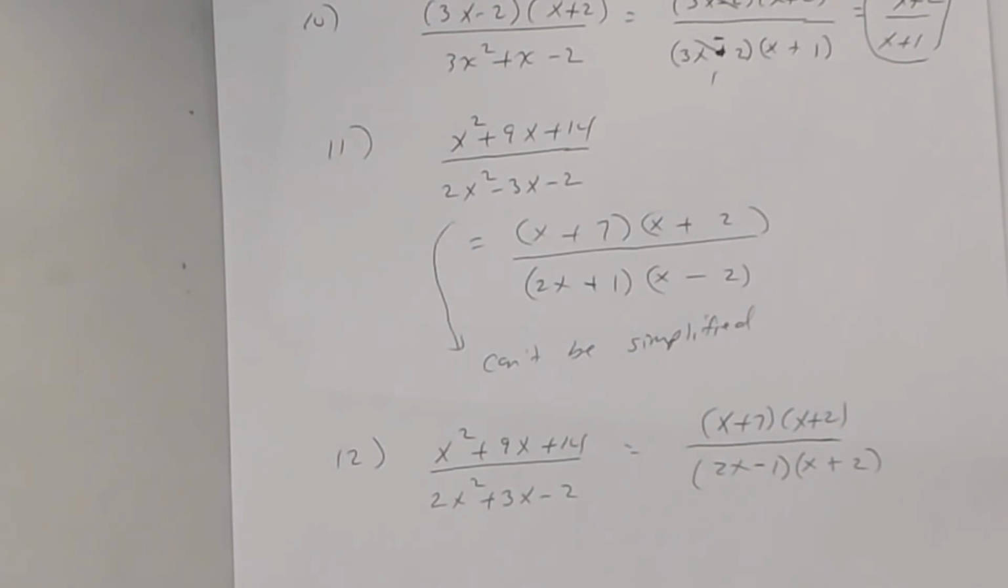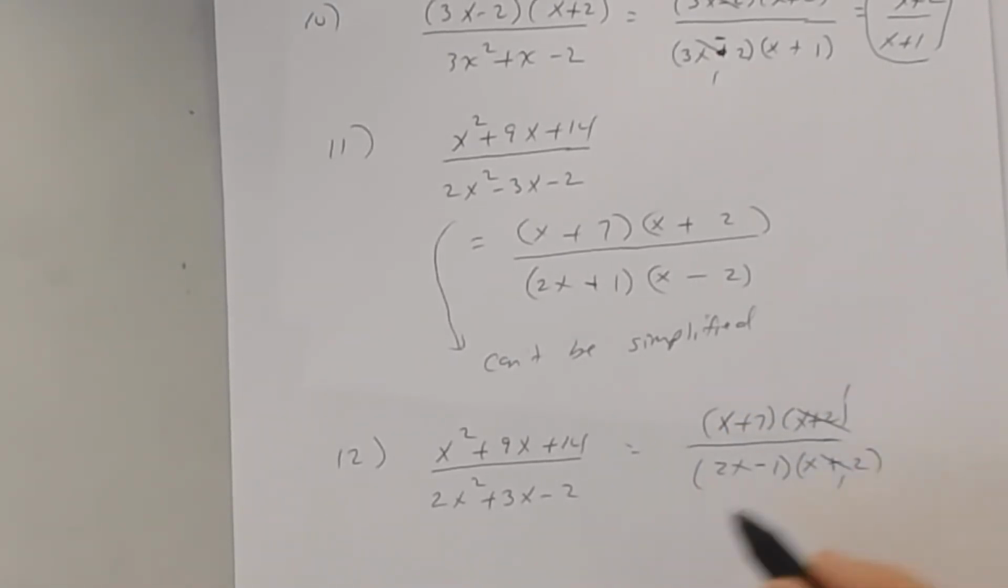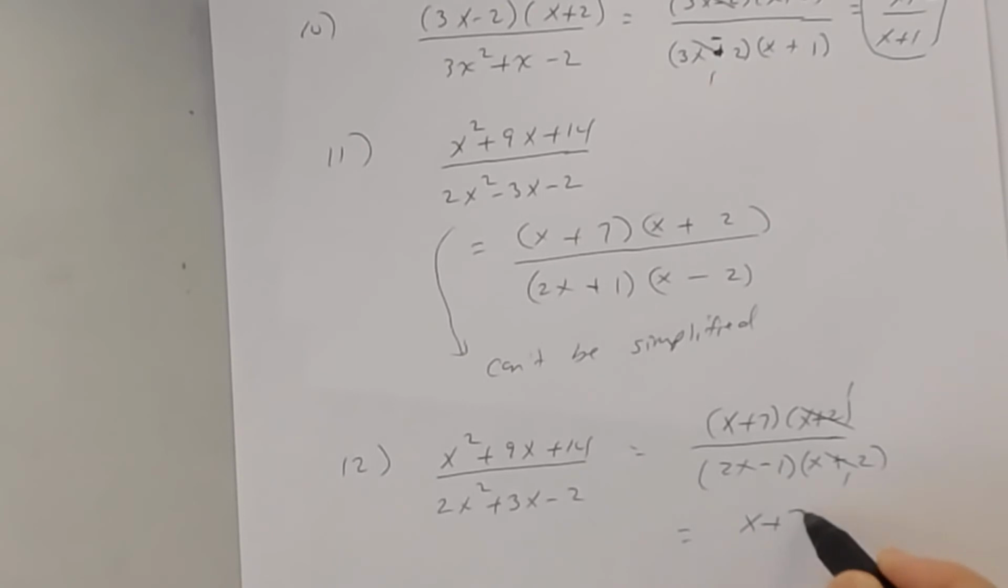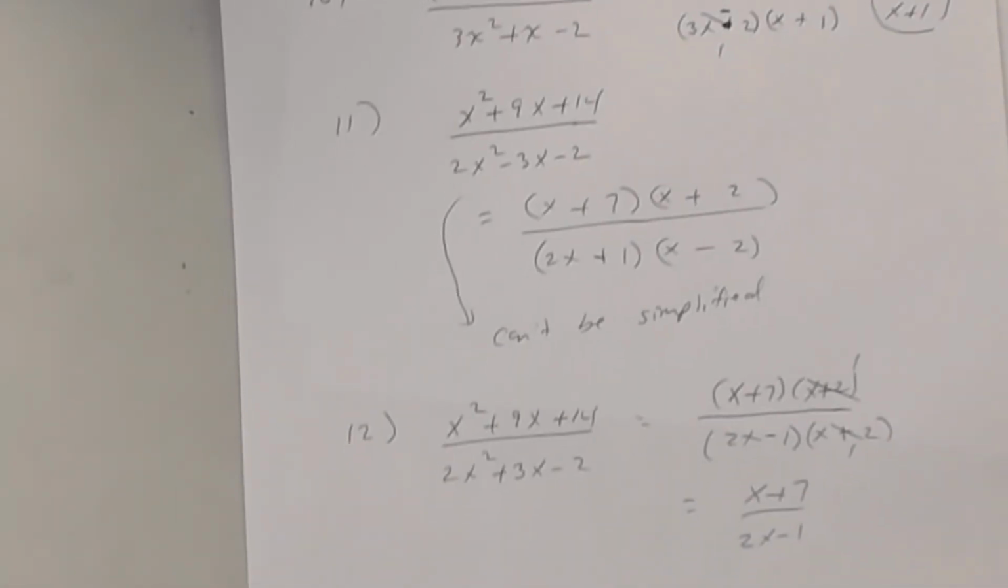Can I simplify the original problem? Yes or no? Yes. I can simplify by reducing which factors? The x plus 2's. And so what's the answer? X plus 7 divided by 2x minus 1.